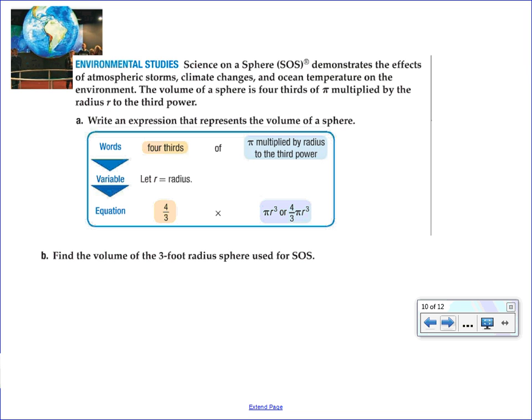All right, here's our word problem. Environmental studies. Science on a sphere, SOS, demonstrates the atmospheric storms, climate changes, and ocean temperature on the environment. The volume of the sphere is 4/3 of pi multiplied by the radius r to the third power. Well, that sounds pretty complicated. But let's just think about this for a minute and see if we can't actually do this. The volume of the sphere is 4/3 of pi multiplied by the radius r to the third power.